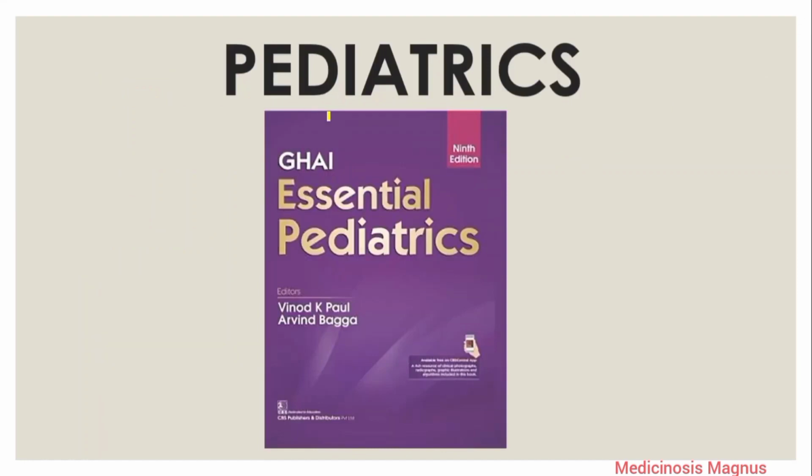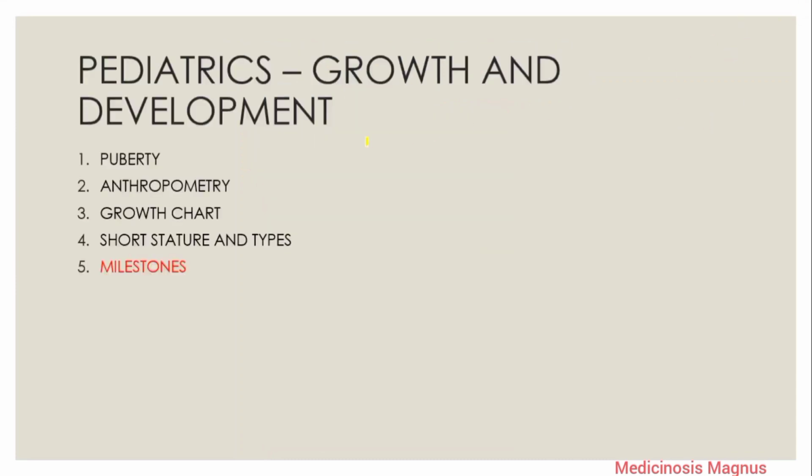Then for pediatrics, I used Ghai's Essential Pediatrics. This book is also a very good book for pediatrics. Pediatrics topics to be covered are, for starting, we'll see the general pediatrics, then we'll go to systemic pediatrics.